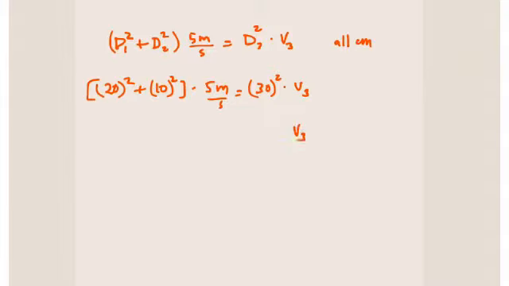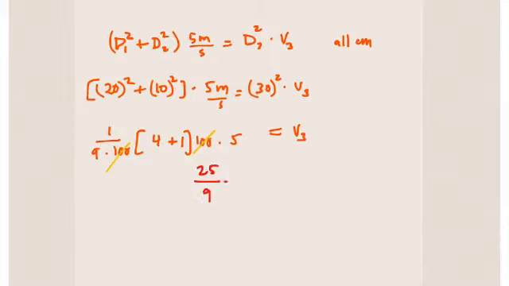So now v3 is equal to 1 over 30 squared, which is 900. Actually, I'm going to take 1 over 100 times 9, because 20 squared is going to be 400, so that's 4, and 10 squared is 100, so plus 1, times 100 times 5. I'm going to cancel the hundreds. So we end up getting 4 plus 1 is 5, times 5 is 25. 25 over 9 equals V3.